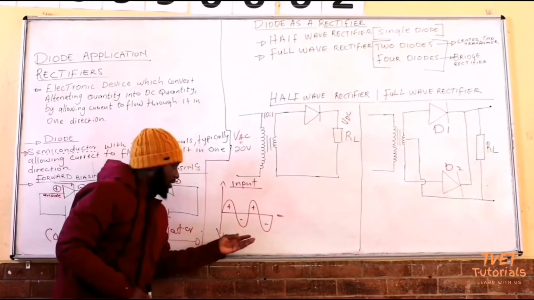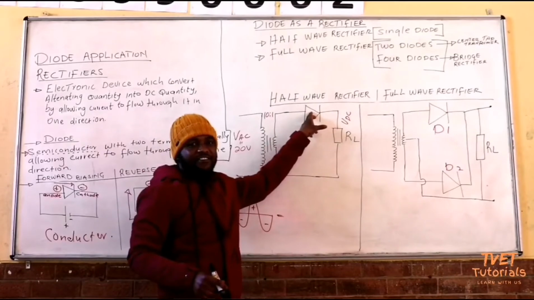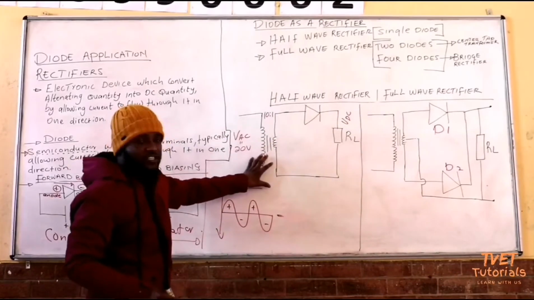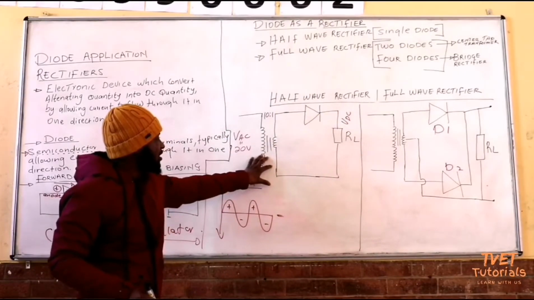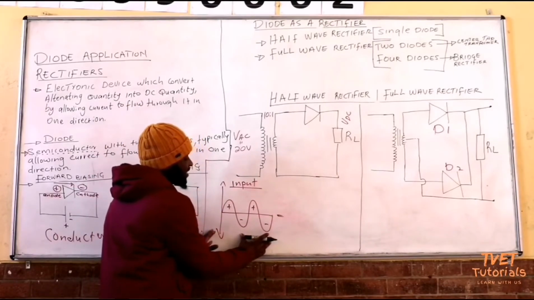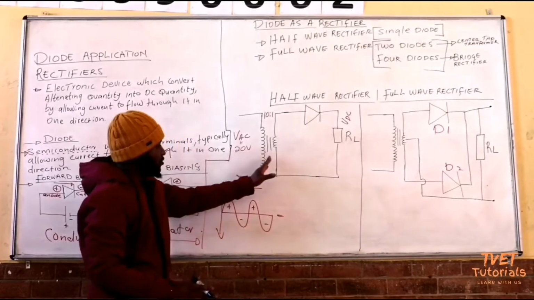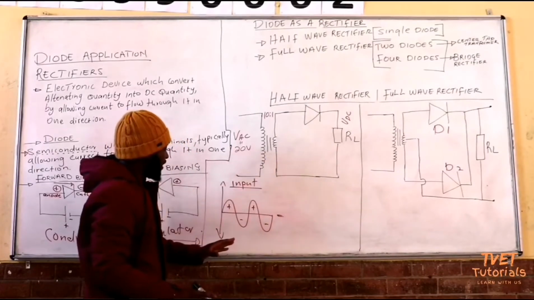So let's assume this is AC input to our rectifier. Let's not talk much about the transformer because the transformer is only there to step down, right? Let's just say this is the value that is now reduced from 20 because we're using a step down transformer, right?